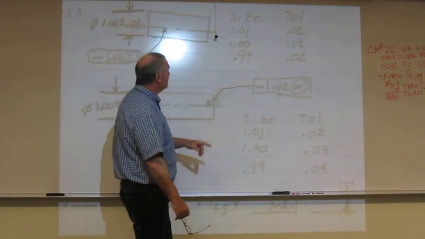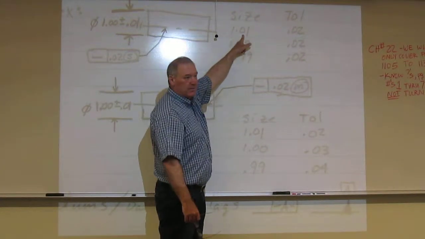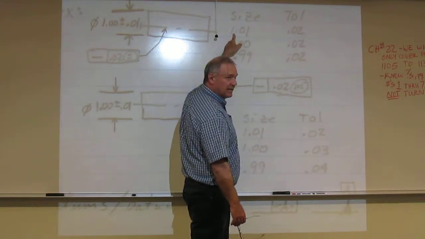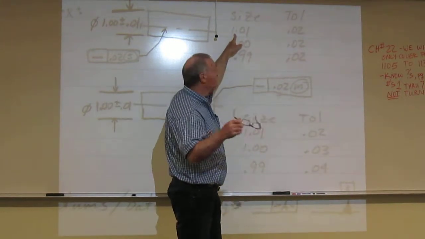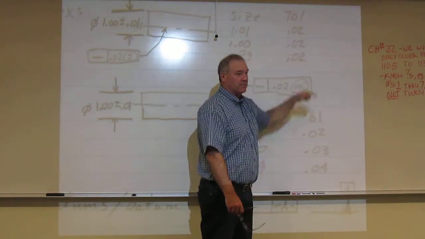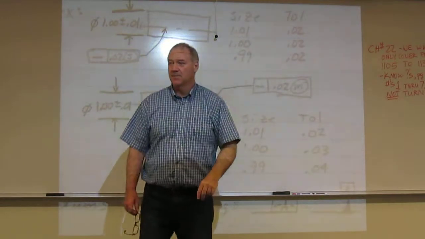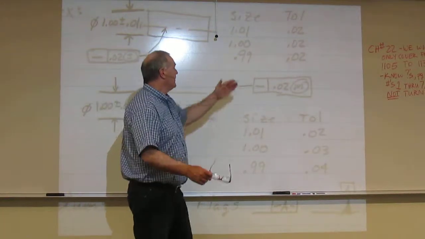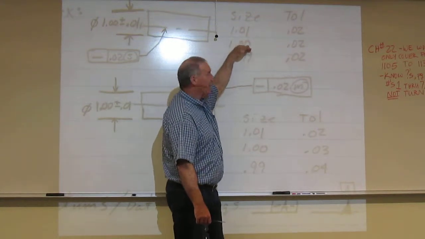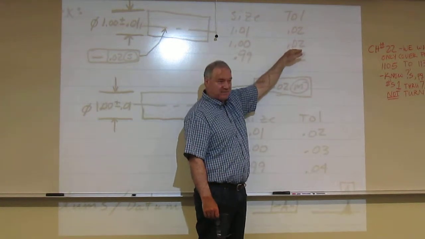Okay. So if it comes off at 1.01, that's an acceptable size. Now, at that location, it can be 1.01 plus or minus 0.02. If it comes off at 1, and that's the size that we measure the cylinder at, then we apply that tolerance also.